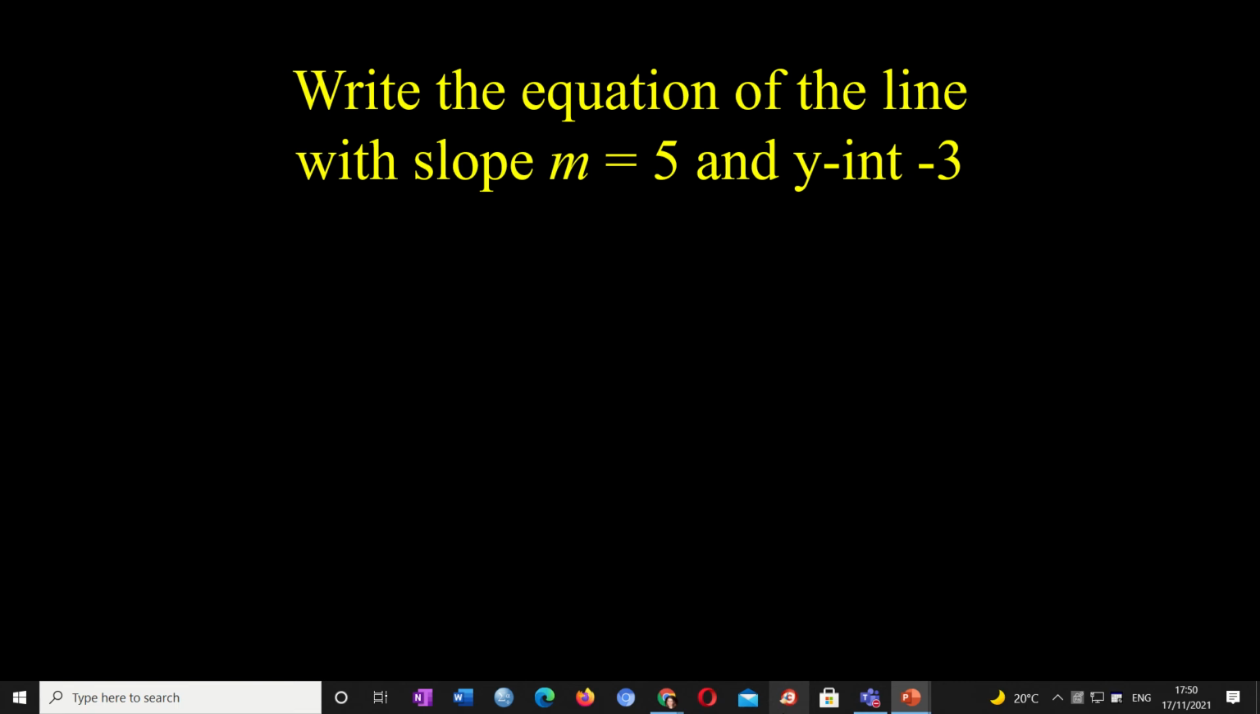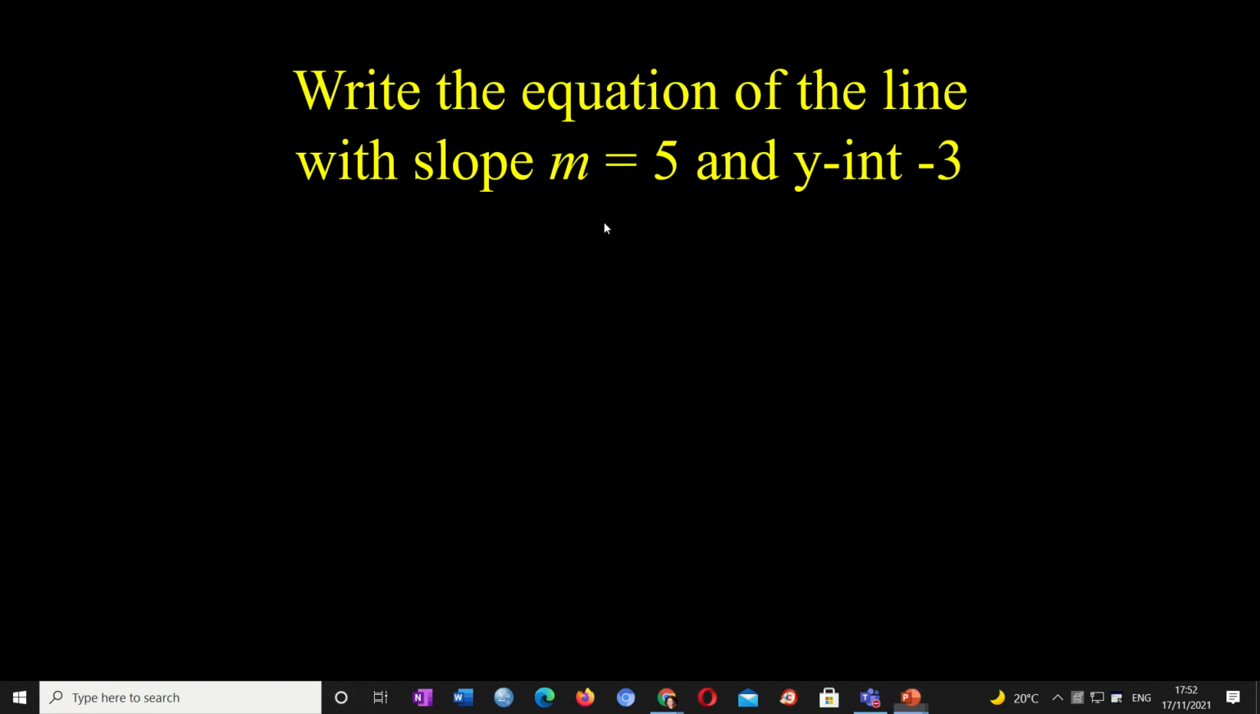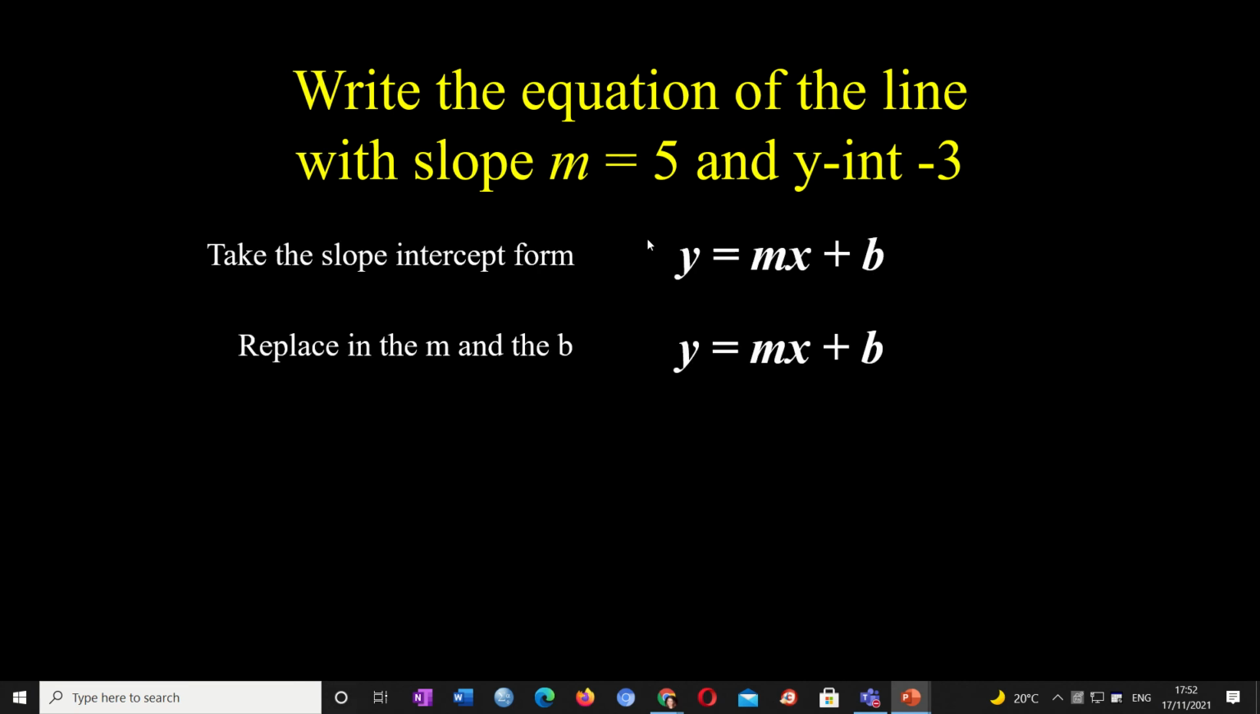Write the equation of the line with slope m equals 5 and y-intercept equal to minus 3, please. It's your turn. Let's do it. So y equals mx plus b, so 5x plus minus 3 is the equation. So 5x minus 3. Just the formula.